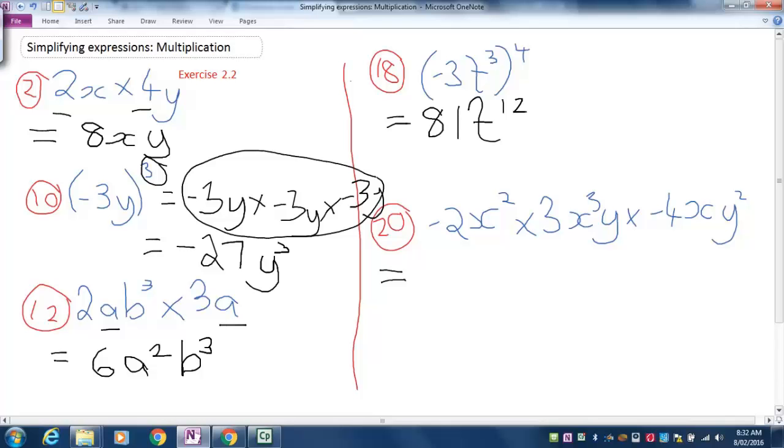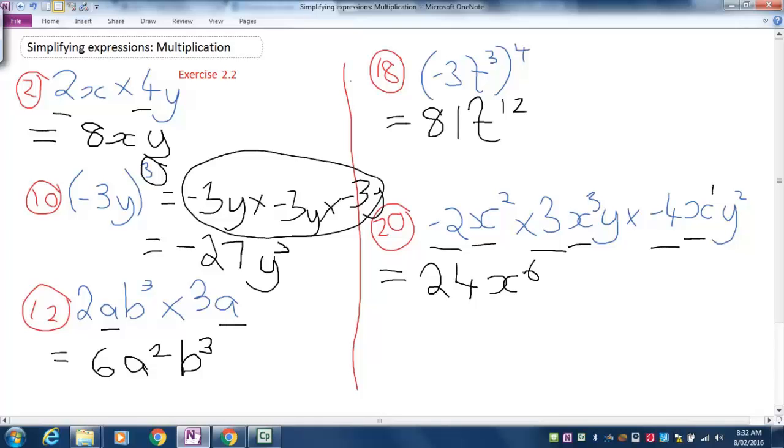For number 20, begin by multiplying our numbers. Negative 2 times 3 gives negative 6, and then negative 6 times negative 4 gives positive 24. Use index laws to gather our x's and y's. So I've got x to the 2 and x to the 3, and that's an x to the 1. So 2 plus 3 plus 1 is 6, so we end up with x to the power of 6.